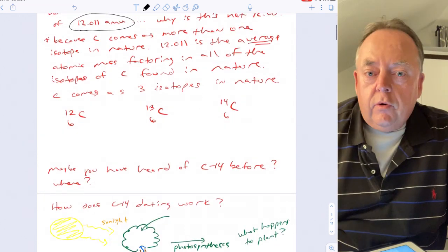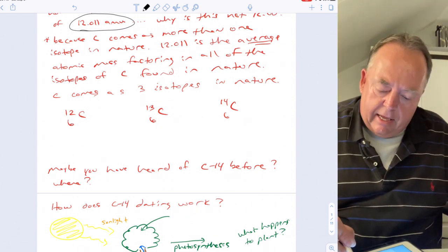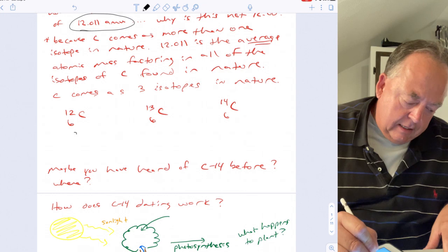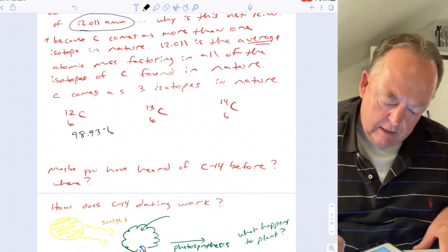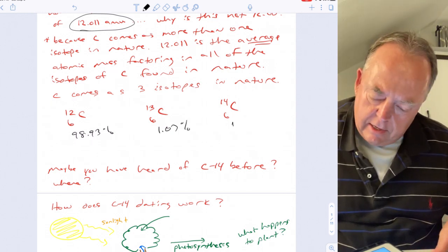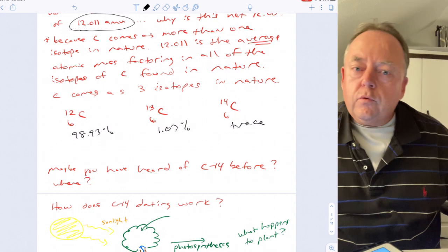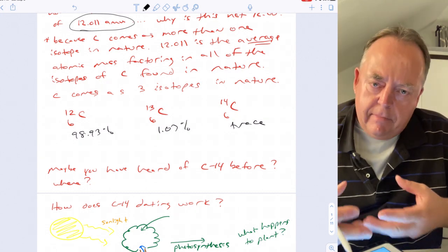But carbon comes as more than one isotope in nature. It comes as carbon-12, carbon-13, and carbon-14. And there's 98.93% carbon-12 in nature. There's 1.07% of carbon-13 in nature, and there's trace amounts of carbon-14 in nature. And so what's on the periodic table is the average mass of all of those.